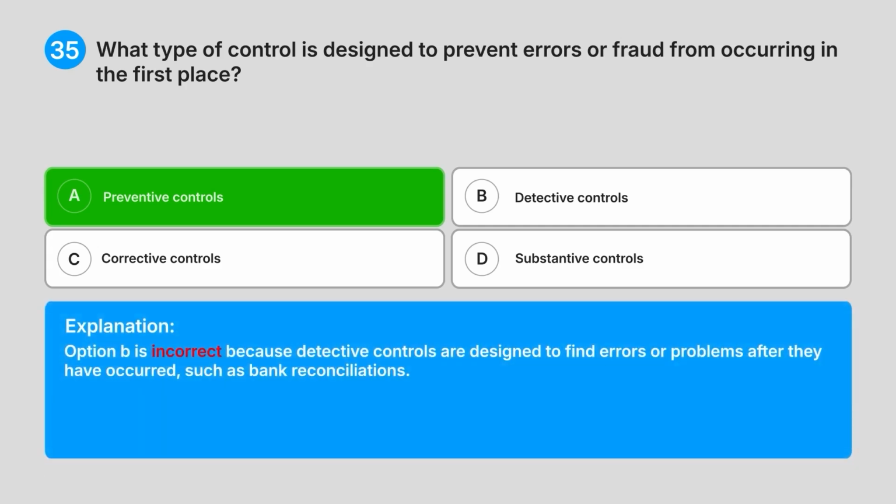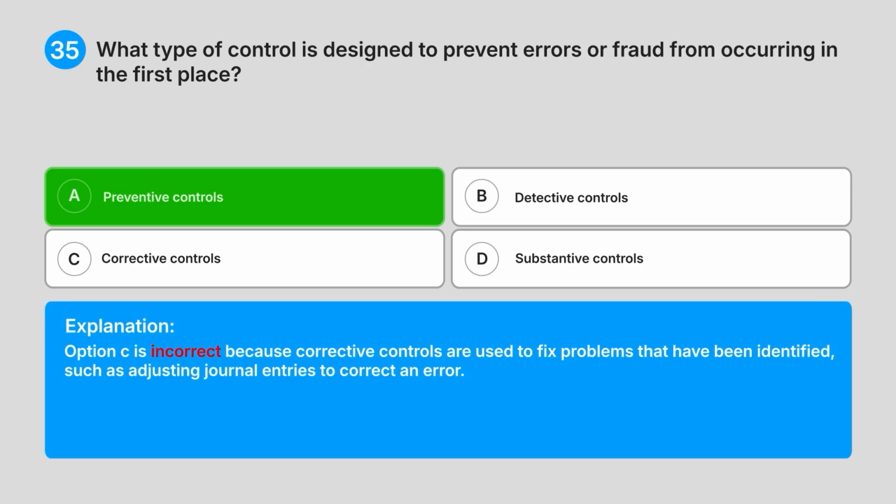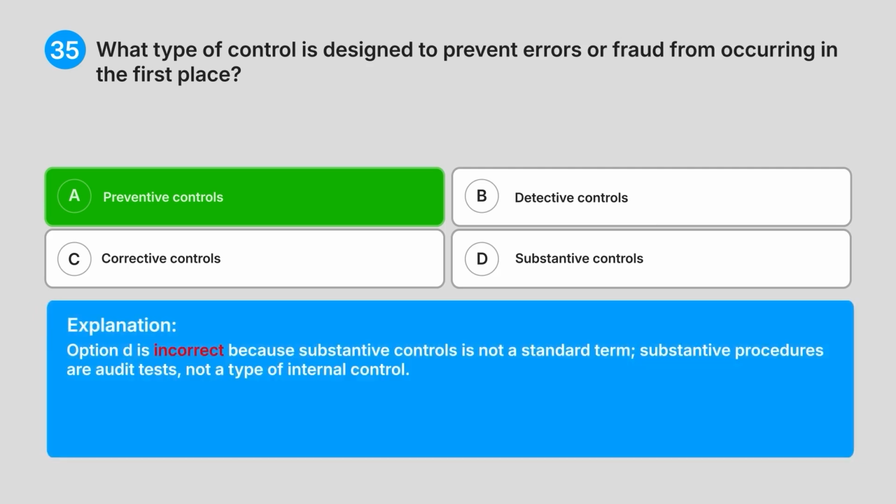Option B is incorrect because detective controls are designed to find errors or problems after they have occurred, such as bank reconciliations. Option C is incorrect because corrective controls are used to fix problems that have been identified, such as adjusting journal entries to correct an error. Option D is incorrect because substantive controls is not a standard term. Substantive procedures are audit tests, not a type of internal control.